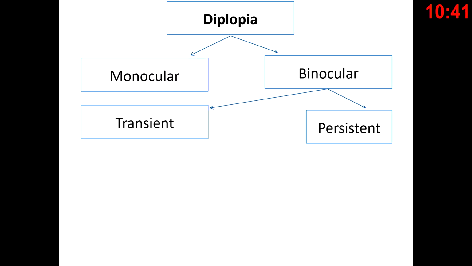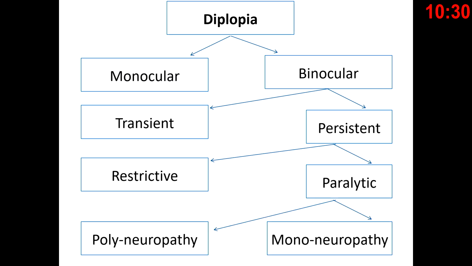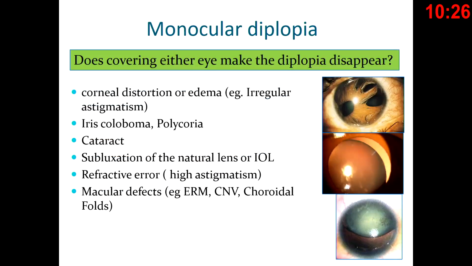If it's binocular, the next question is whether it's transient or persistent. Once you know it's persistent, you start thinking of the various diagnoses: restrictive, paralytic, which could be mono or polyneuropathy, and these we'll be discussing during the course of the day. So for monocular, you cover either eye, and if it goes, you know that it is monocular diplopia, and essentially not your job, at least not as a neuro-ophthalmologist.